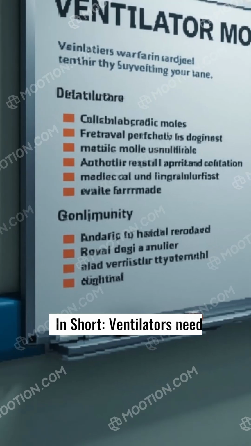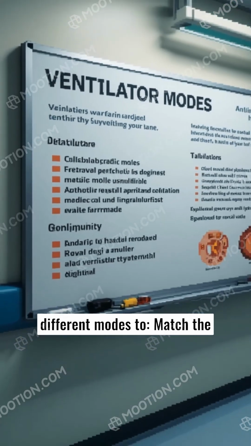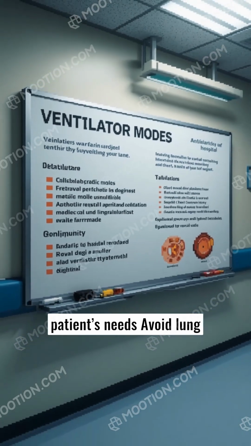In short, ventilators need different modes to match the patient's needs, avoid lung damage, and help the patient recover safely.